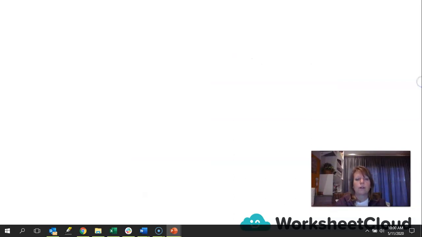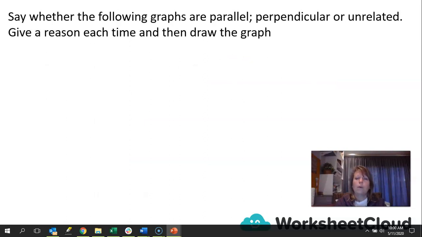Right, let's go on. Now what I want you to do is see whether the following graphs, and they're going to be given to you in a formula format, are parallel, perpendicular, or unrelated with what we've learned so far in this lesson. Look for gradients, look for y-intercepts. Those will give you the clues. But each time, to prove it to yourself that your reasoning is right, you need to draw a graph.